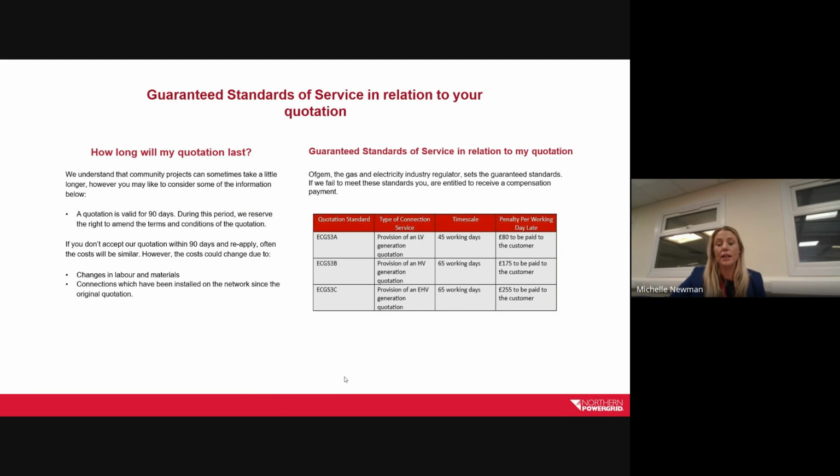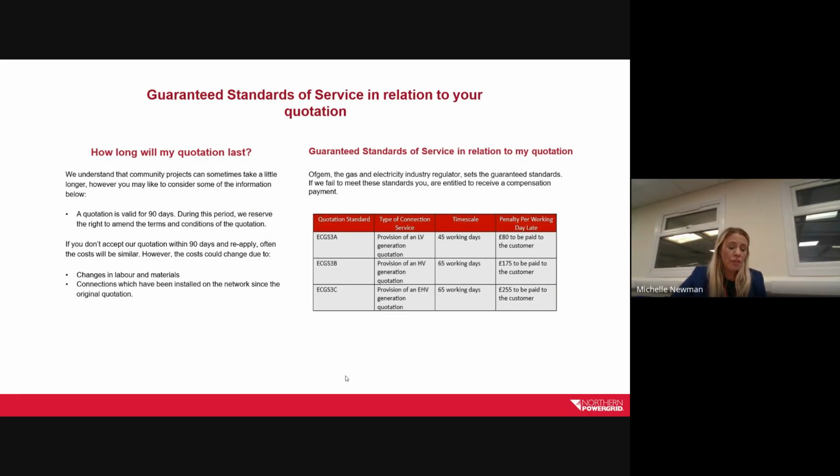It's also worth bearing in mind as well, if you are requesting a quotation from Northern Powergrid or an ICP, that the quotation is only valid for 90 days. Now, within that 90-day period, Northern Powergrid still reserve the right to make changes. However, it's more likely that if you weren't to accept the quotation within the 90 days, that there would be changes. So if you don't accept it within the 90-day period, then you need to reapply, and often the cost will be similar if you reapply quite quickly after the 90 days, but the longer you leave it, the more likely it is that those charges may change.